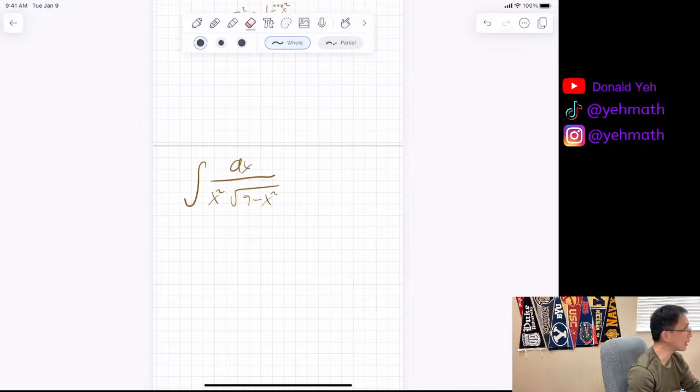Remember, at the end, you had to convert back to x. Okay. Now the length can be more than one. You know that, right? In this case, one of the lengths is 3.